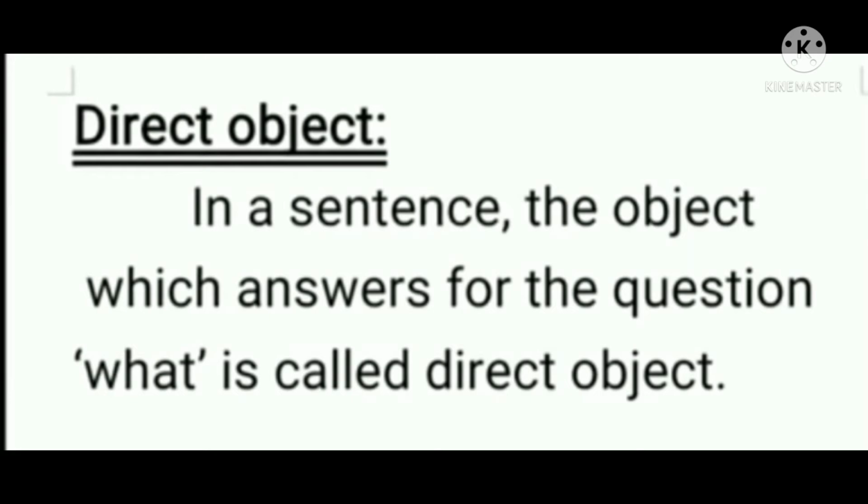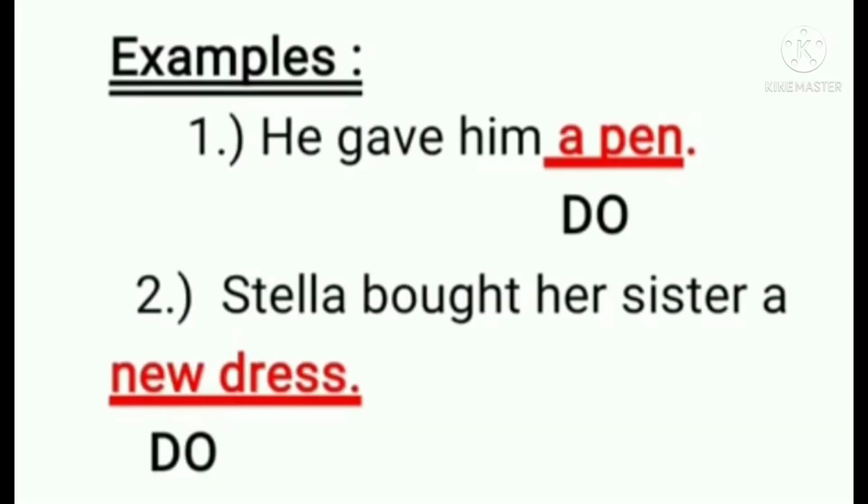Direct object. In a sentence, the object which answers the question what is called a direct object. So, a direct object answers the question what. So, look at these sentences. He gave him a pen. Stella bought her sister a new dress. So, he gave him what? A pen. So, a pen is the direct object. Then Stella bought her sister what? A new dress. So, here the new dress is the direct object.